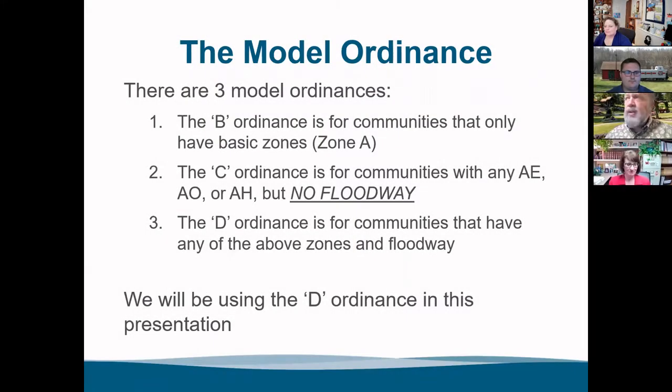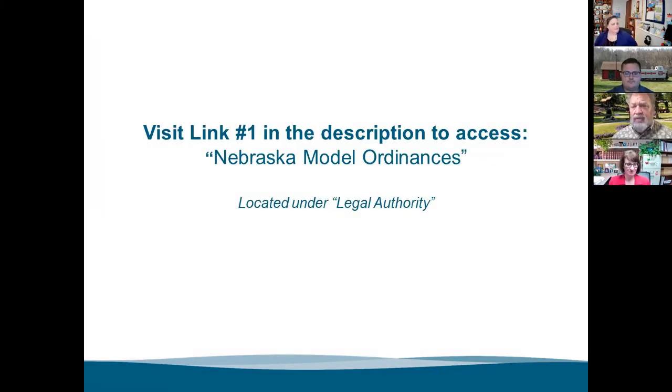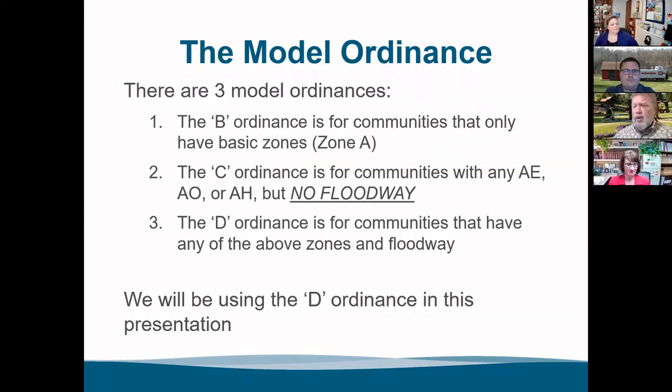We're going to talk about the model ordinance, and before I pull it on up, I want to talk to you about the three different kinds of model ordinances that we have. There are three model ordinances. And we'll call them a B ordinance, a C ordinance, and a D ordinance. But essentially, this is what it means. If within your jurisdiction, within your village, even within your entire county, all you have are non-engineered A zones, just that blue blob, and that's all you have for floodplain, then you would adopt a B ordinance.